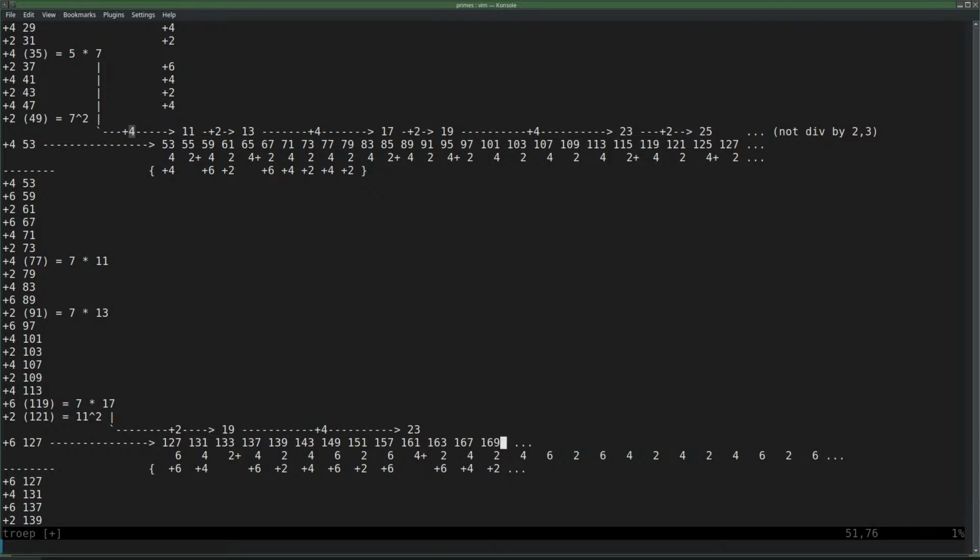So now I have to add 4 to that number here. So 169 plus 4 is 173, plus 6 is 179, plus 2 is 181, plus 6 is 187, plus 4 is 191, plus 2 is 193, plus 4 is 197, plus 2 is 199, plus 4 is 203, plus 6 is 209, plus 2 is 211, plus 6 is 217.